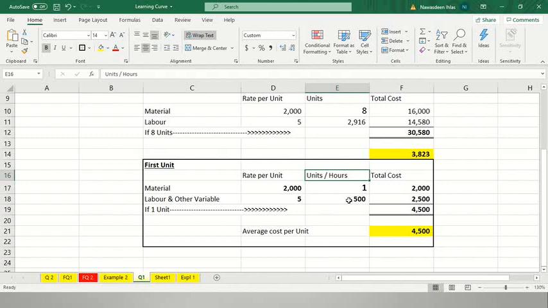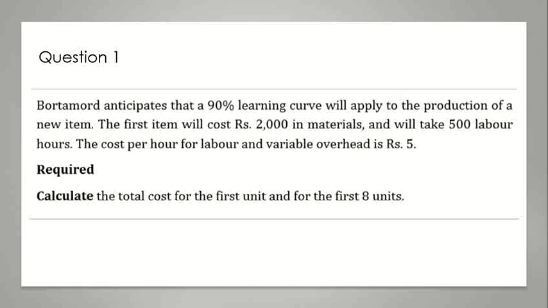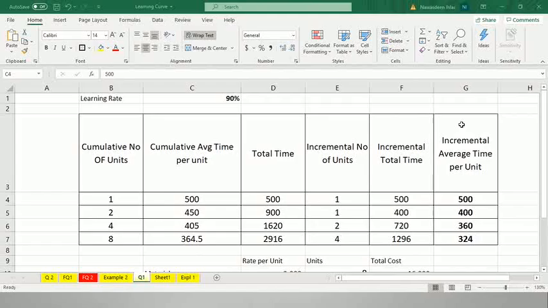Right. Now we want to apply the learning curve theory. So first unit we need 500 labor hours, fine. Then they are asking us the total cost of 8 units, which means here you can see we can apply the tableau approach. Why?